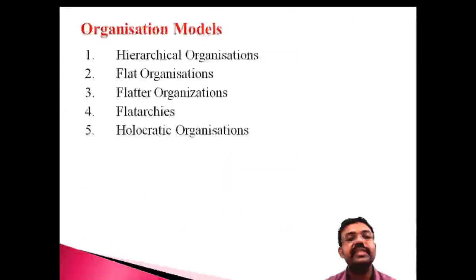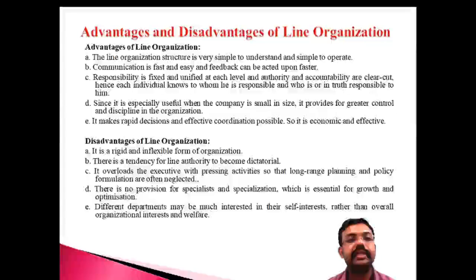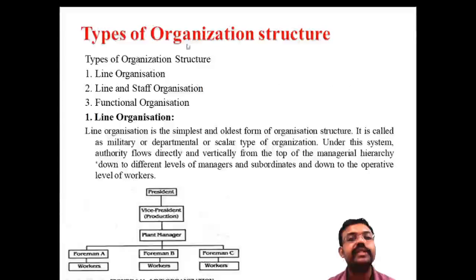Okay, these are the differences. After that, there is the organization model. Basically there are five categories of organization model: the hierarchical organization model, the flat organization, flatarchies, and the holacratic organization. These are the five important categories of organization model. First we discuss the organization structure, that means the line organization, line and staff, and functional organization.